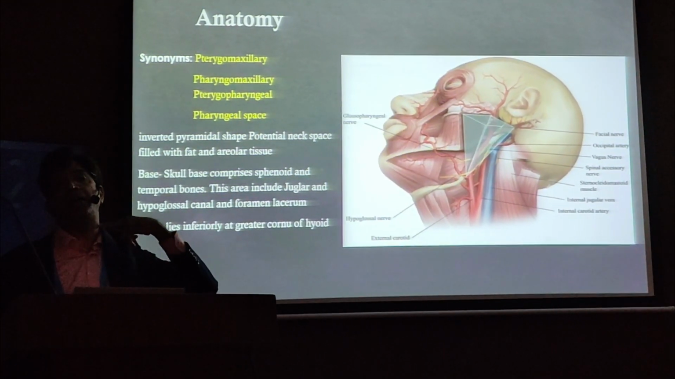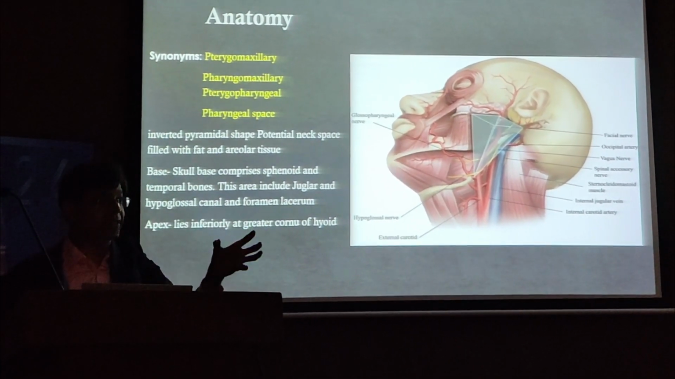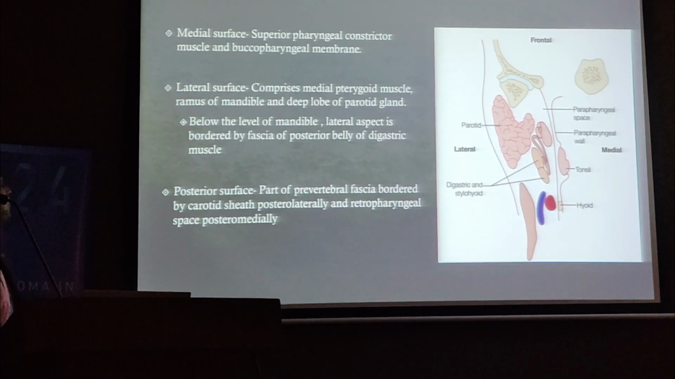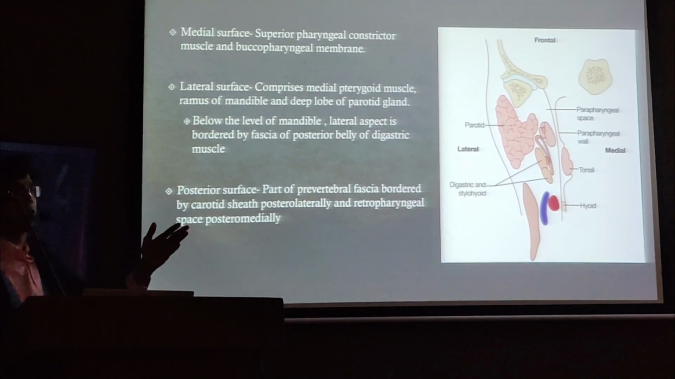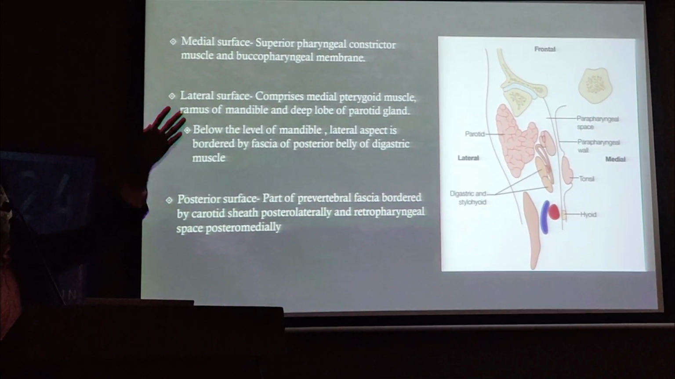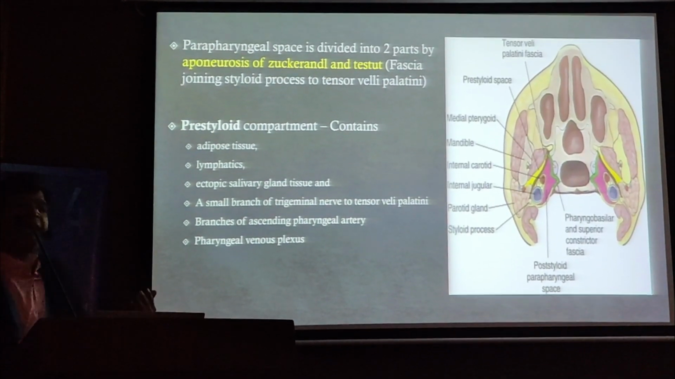So to the greater cornu of the hyoid, it comes like this, which is bounded laterally by the medial pterygoid and ramus of the mandible. Medially, you know that even the tonsil is there, your buccopharyngeal fascia and the superior constrictor muscle, and it has been divided into two parts.